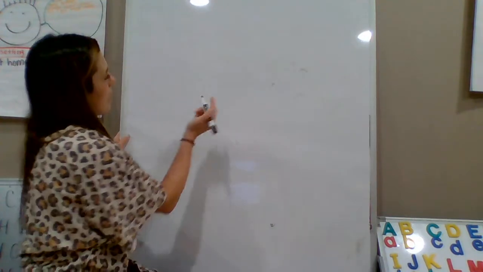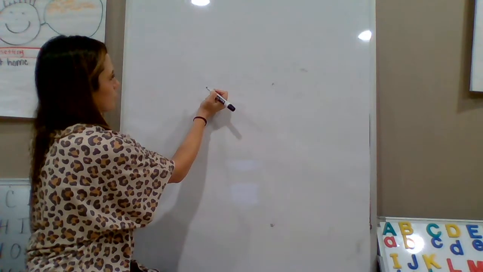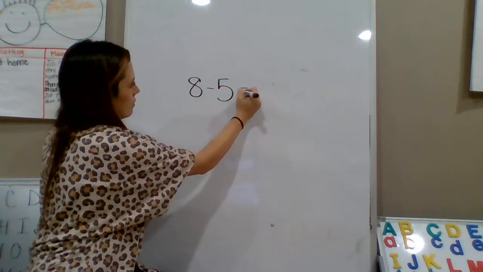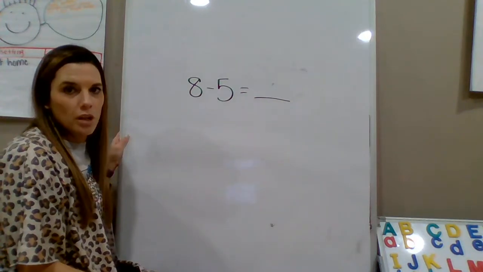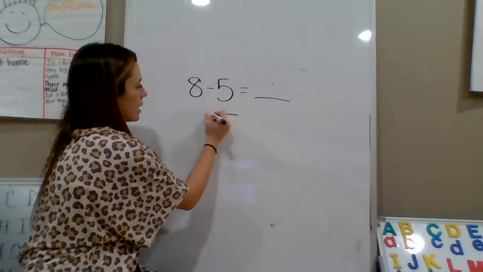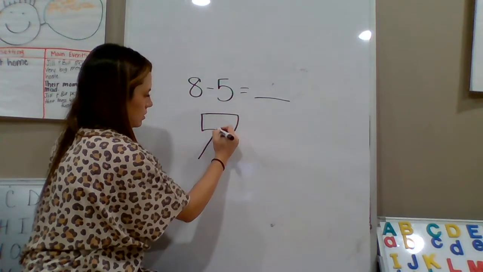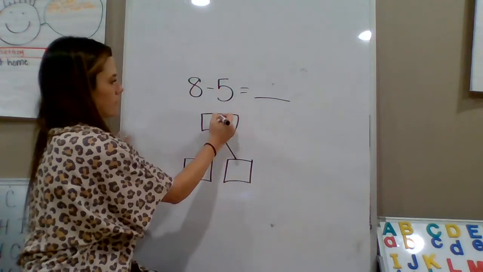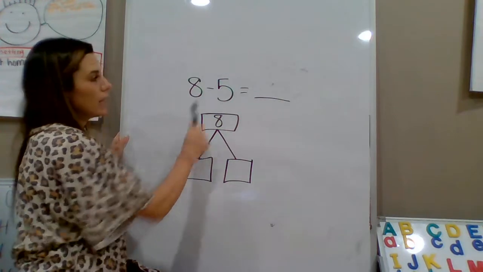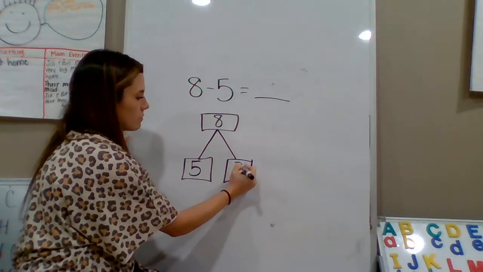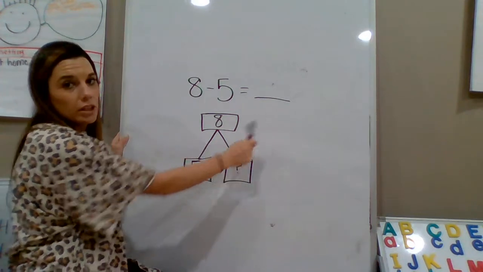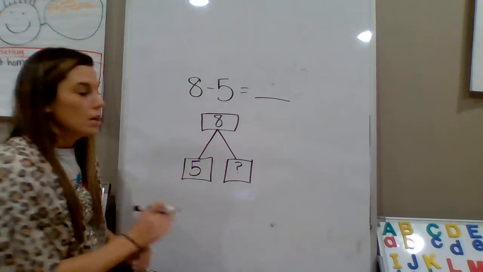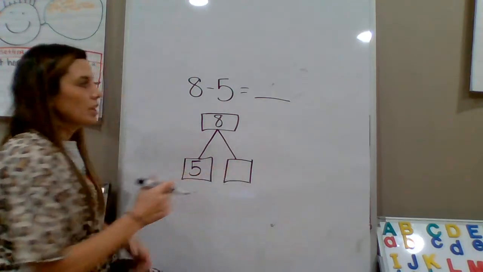Okay, so let's have 8 minus 5. I'm going to write a number bond. Eight's going to go at the top because it's my biggest number, and I'm subtracting 5. So here is my mystery number I need to figure out. I need to figure out what is 8 minus 5. What does it equal?